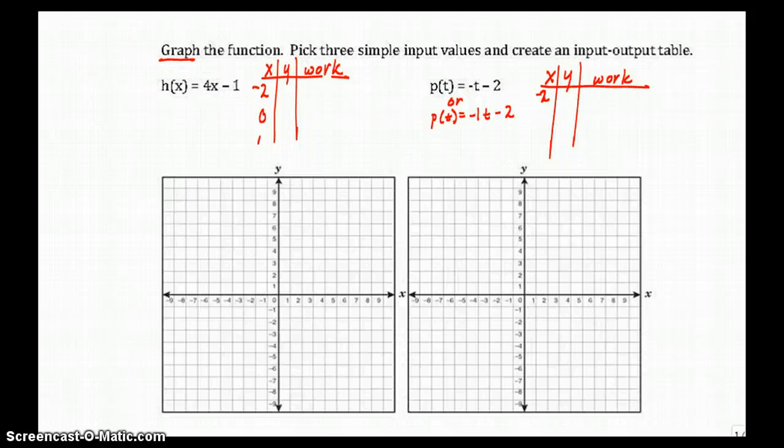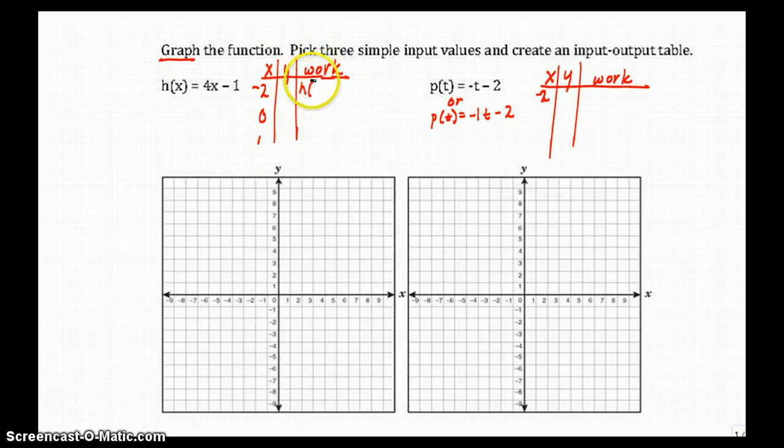Do you have to pick those? No. You might want to pick at least one that works. And then you'll look at the line to see if your points would fall on that line. If you're a little uncertain, go ahead and pick -2, 0, and 1, and then you'll know for sure if you've got it right. So we're going to do the first one together. This is how you set up your tables, x, y.